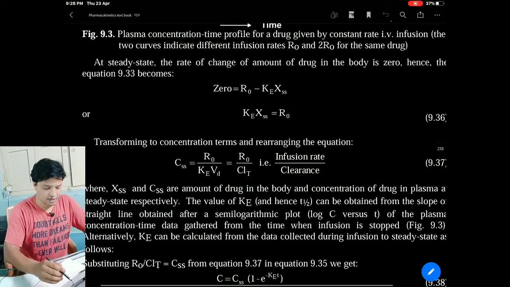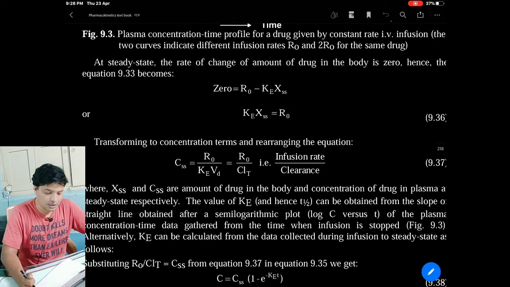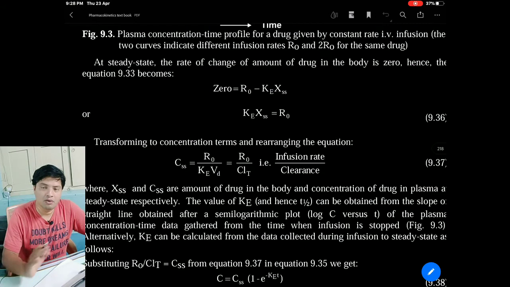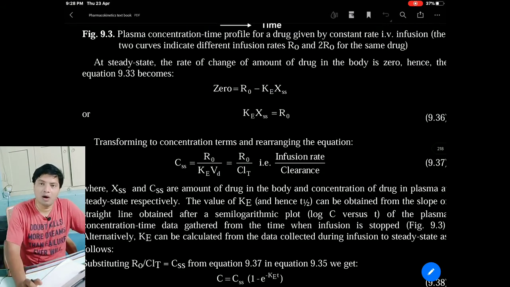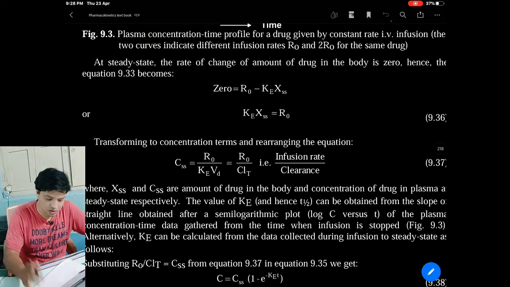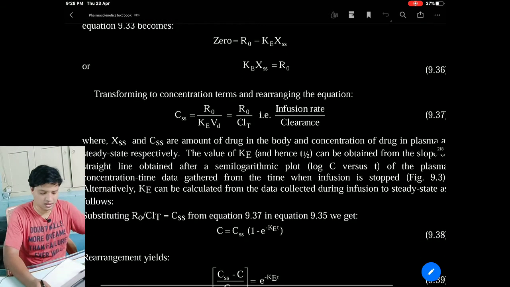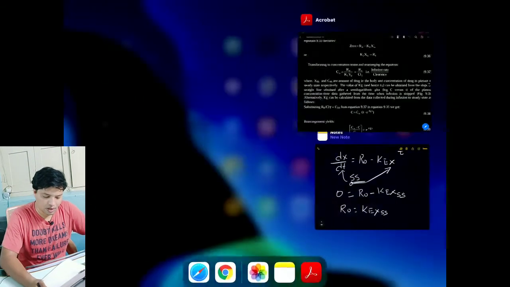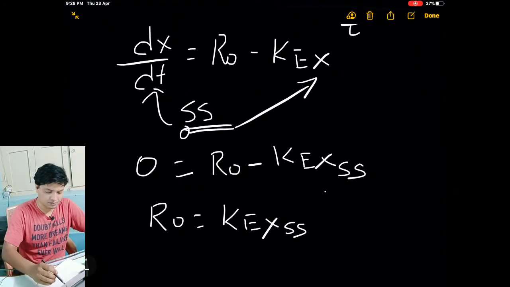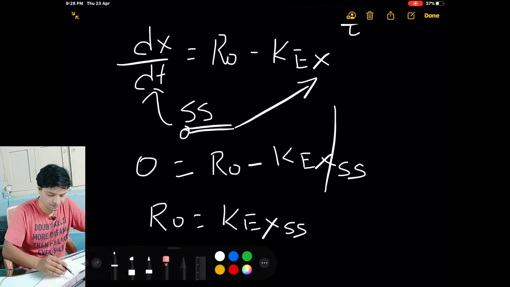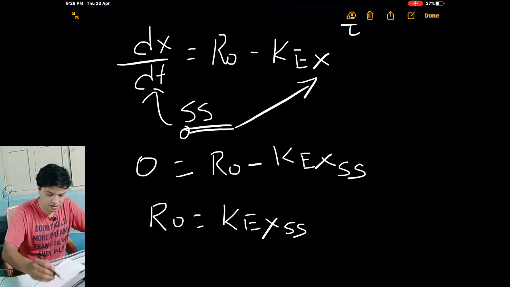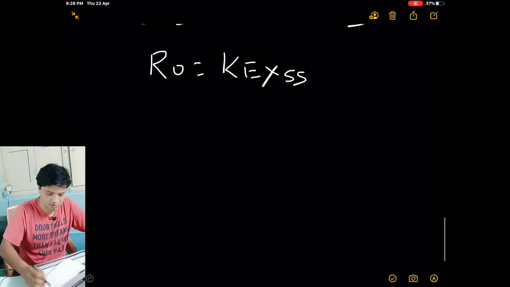Okay, this is the equation. Now convert this. I don't want amount here because I want concentration. So convert these terms to concentration. What is that?